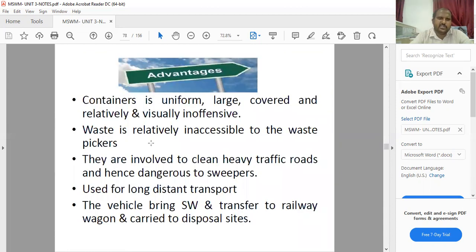And the advantages of this container: the container is uniform, large, covered, and relatively visually inoffensive. Waste is relatively inaccessible to the waste pickers. They are involved in cleaning heavy traffic loads and hence are dangerous to sweepers. Used for long distance transport, the vehicle brings solid waste transfer system to railway, and vehicles carry waste to disposal sites.